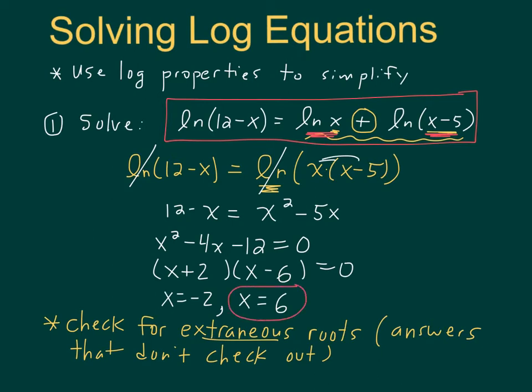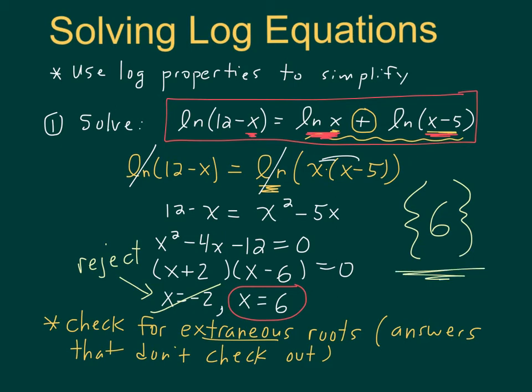Now, negative 2, if I drop in a negative 2 in this first piece, that'll become 12 plus 2. That's fine. But notice right here, we have the natural log of x. If I plug in negative 2, we're taking the natural log of a negative number. Okay? So we can't do that. So what that means is that negative 2 piece we are going to reject. So in the end, our only solution is 6.